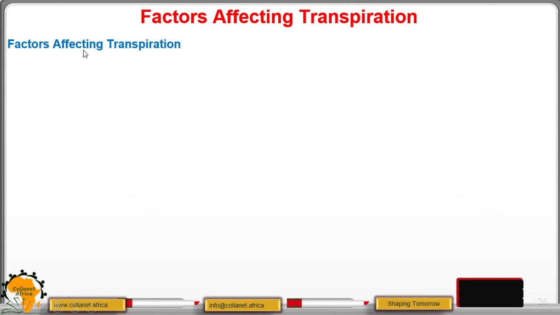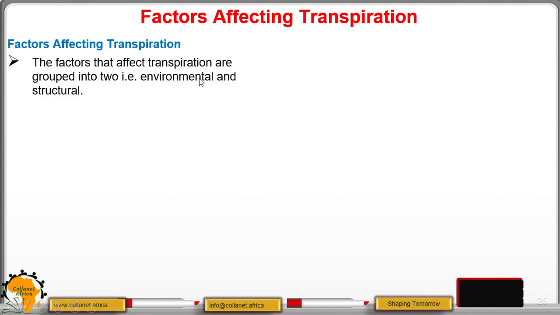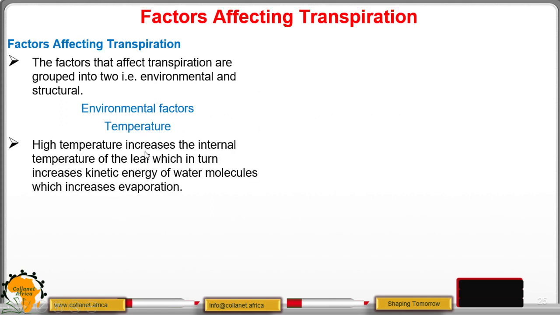So we go to factors affecting transpiration, and they are grouped into two: environmental and structural. Environmental factors are those that are around the surrounding. That is, they include temperature, humidity, atmospheric pressure, among other things. First, let us look at how temperature affects transpiration.